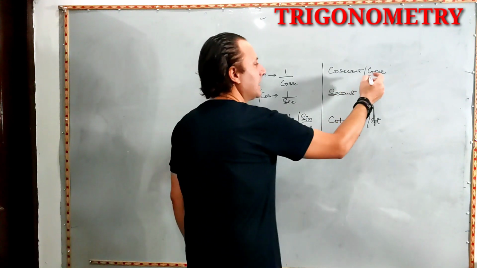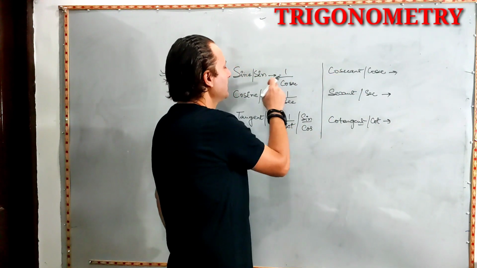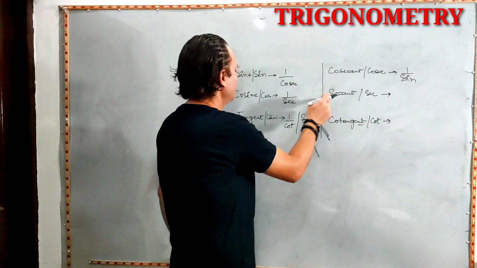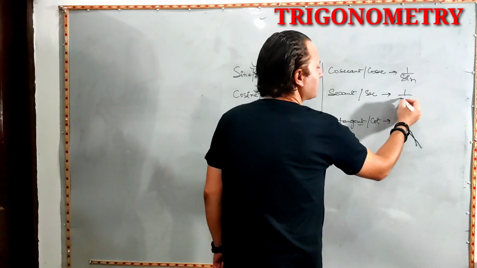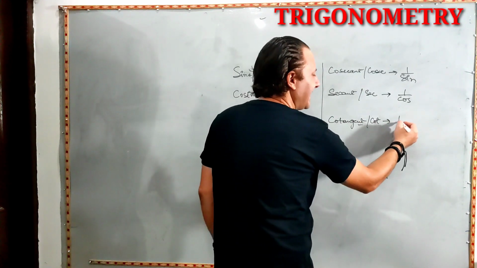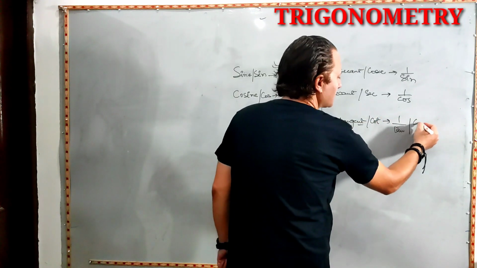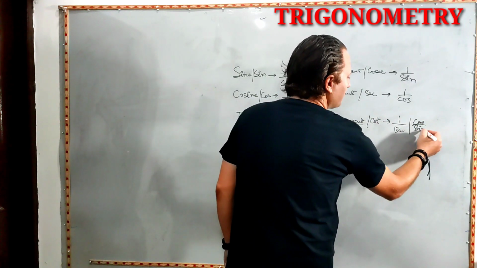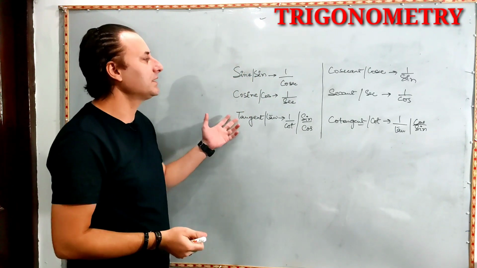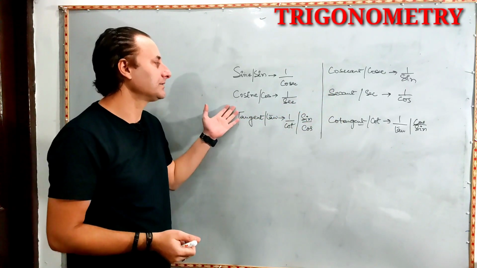Now when I go this side, what it becomes, we have cosec, it is 1 upon sine. Then we have sec, it is 1 upon cos. And then we have cot, it is 1 upon tan, or reciprocal of this, that is cos upon sine. So this is the relation I was talking about. So these 3 are related to these 3, and simultaneously these 3 are again related to these 3.